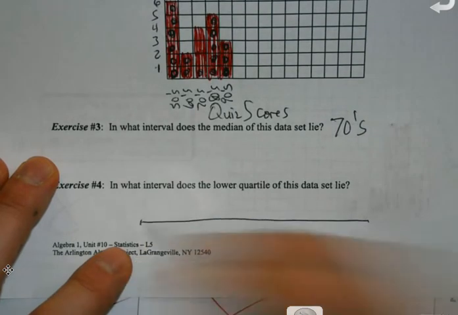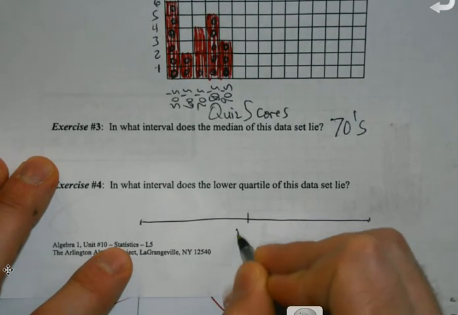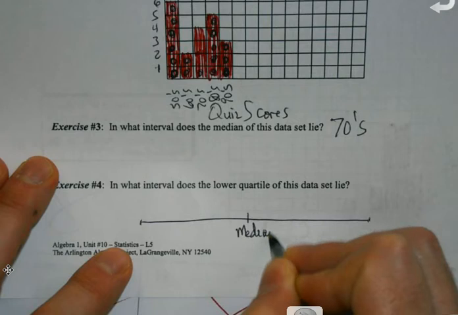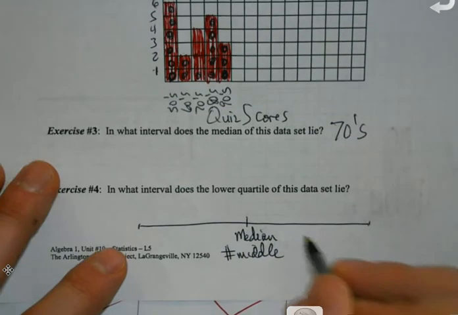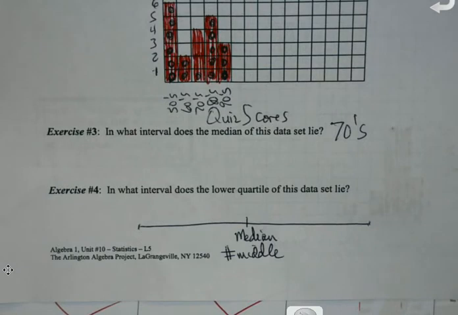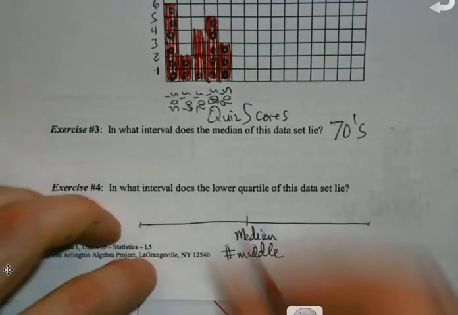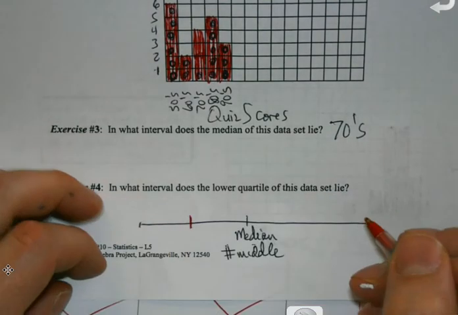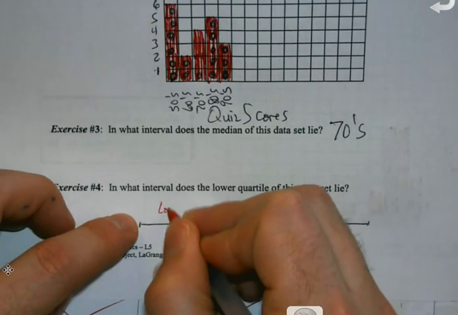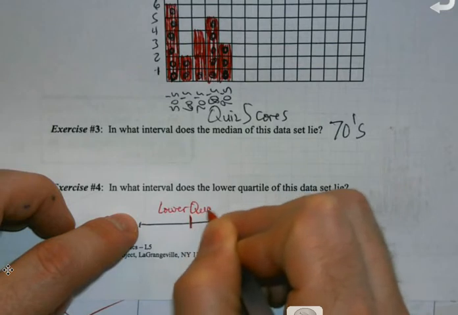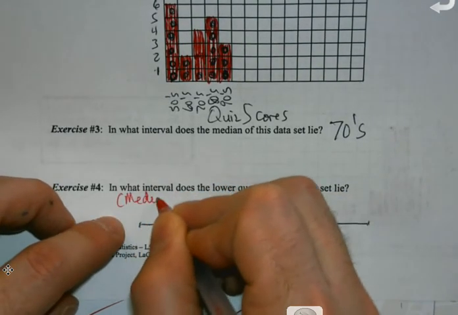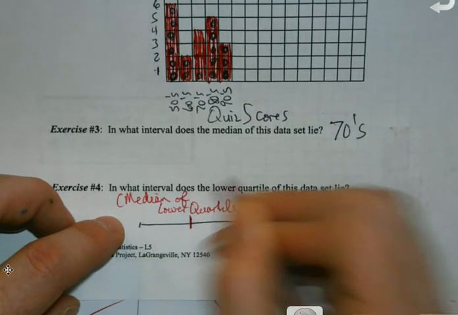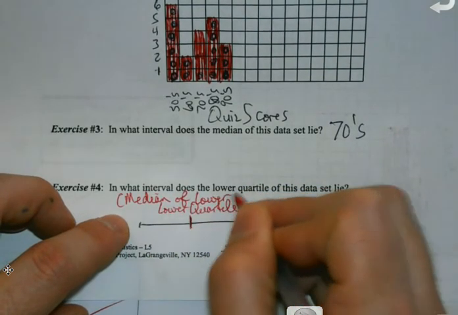When we have all these numbers, the median is the number in the middle, okay? There are also medians for your upper and your lower half. The median of my lower half is called the lower quartile. And again, that is just the median of the lower half of values.